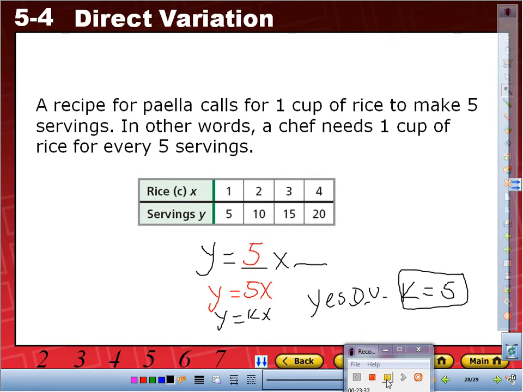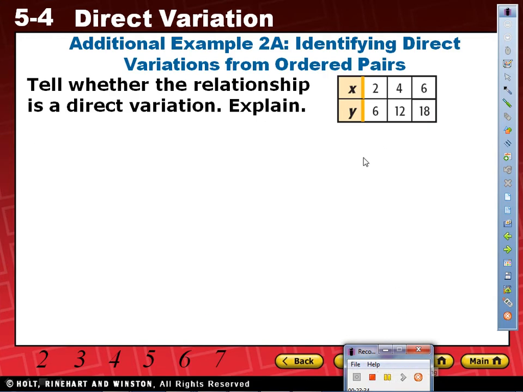Okay. Copy this next one down, please. Example 2a. Copy the table, please. X, Y. For the domain, we have 2, 4, 6, and the range 6, 12, 18. Copy that, please. And see if you can do this one by yourself. Find the pattern. Write your equation. See if it's a direct variation. If it is, find the constant variation.